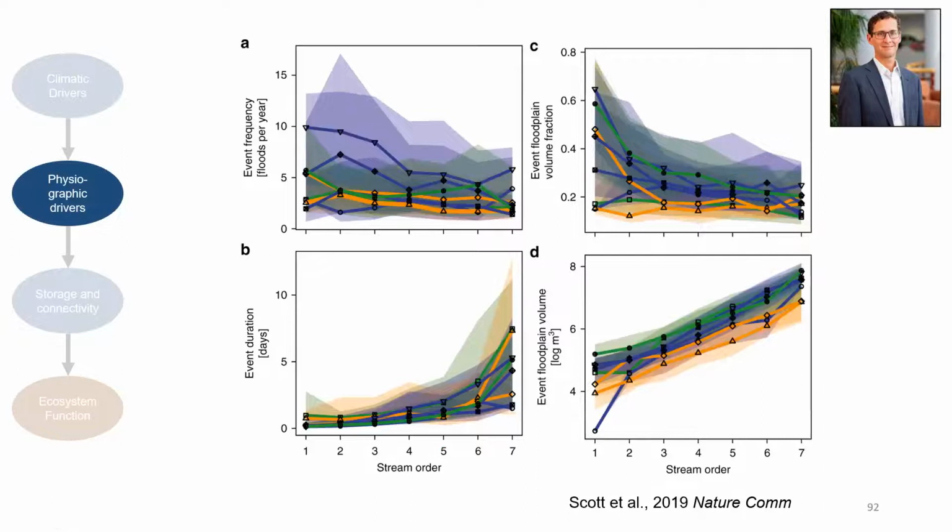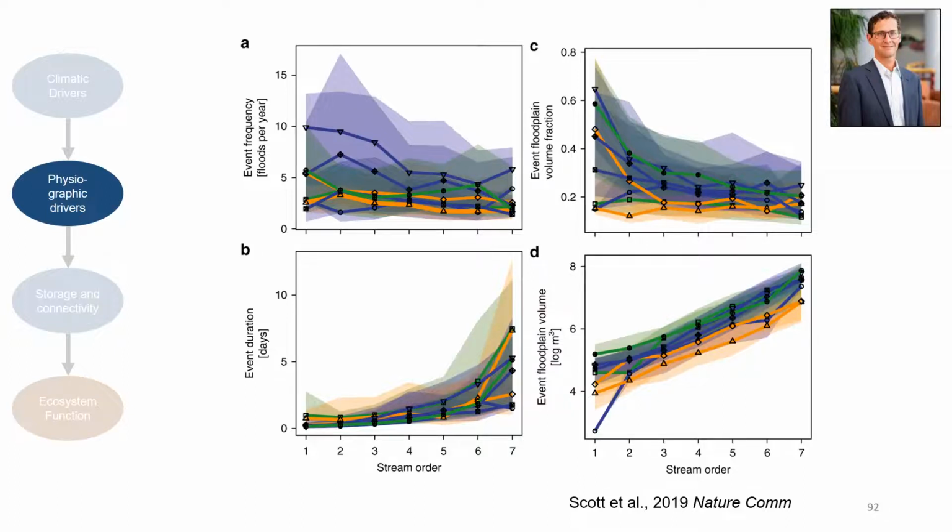One of the physiographic drivers that is really important for floodplains is where they fall on the stream order scale. First order streams are really small streams; in most of the country, that stream might go dry. And then as you move up, streams get bigger. And so we see some pretty striking patterns in this. You see that event frequency, the number of storm events, decreases as you move upstream.